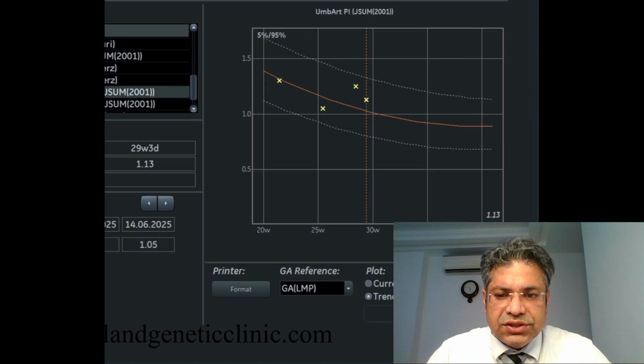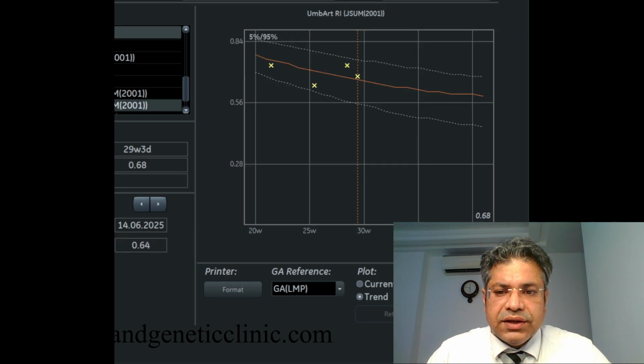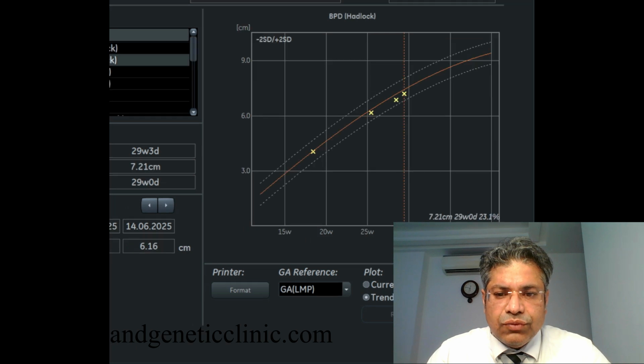And since this is the umbilical artery PI, this has also gone down, and the resistance index has also fallen, right? And similarly what we can see is that there is an uptick in the growth.